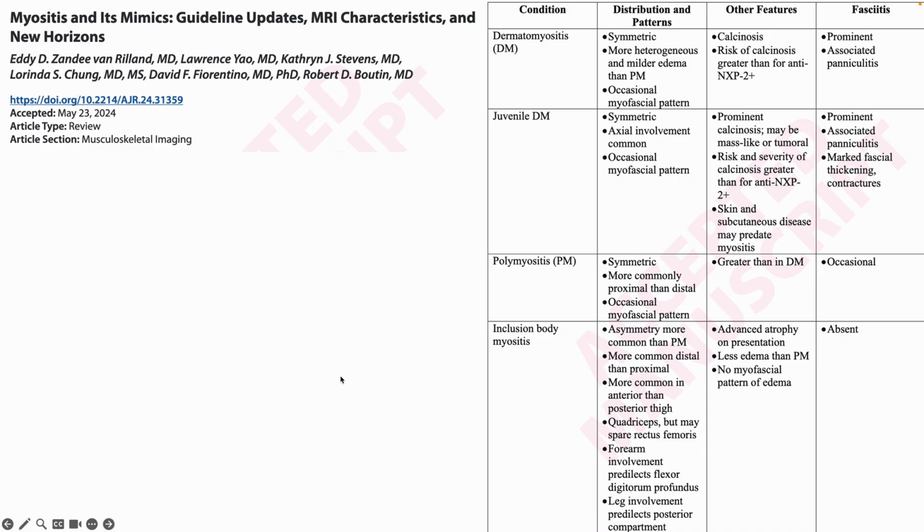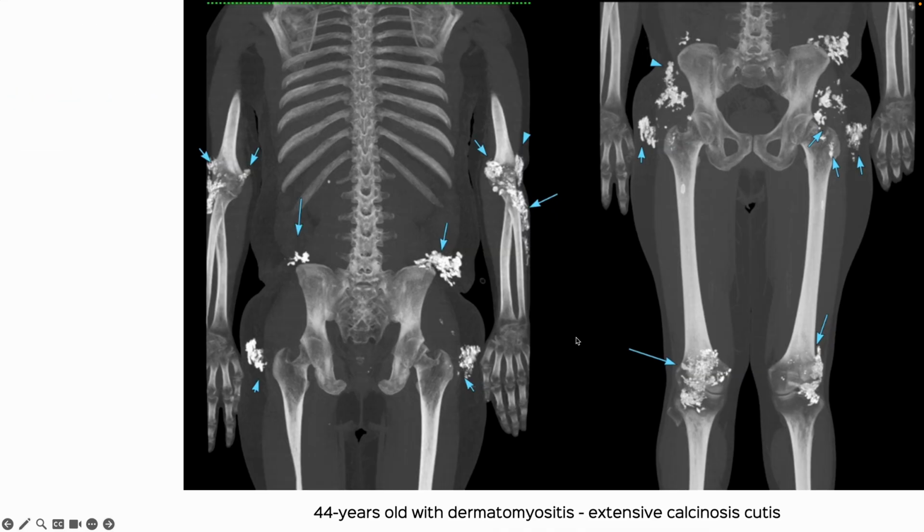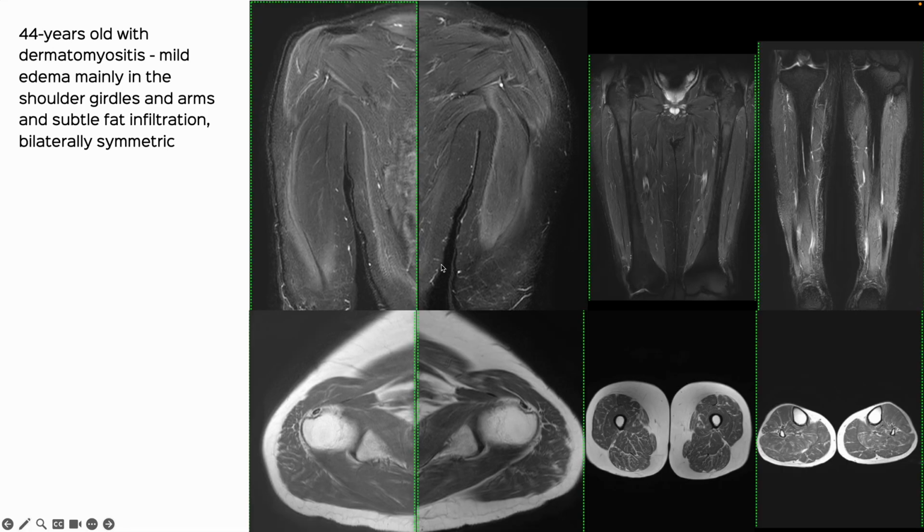There was a very recent paper as well, published I think in early 25. That also lists the various findings, and you can see here that dermatomyositis can have calcinosis, which we saw in this 44-year-old. This patient had come for MR, myositis protocol, and a CT chest, and because I knew the patient had calcinosis, we just did a quick low dose CT, and you can see the extent of calcification in the soft tissues here, but we couldn't really see it on MR.